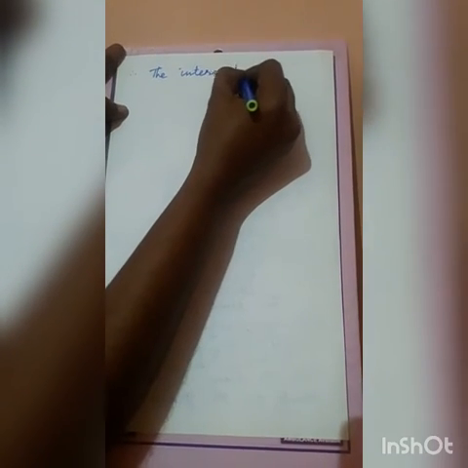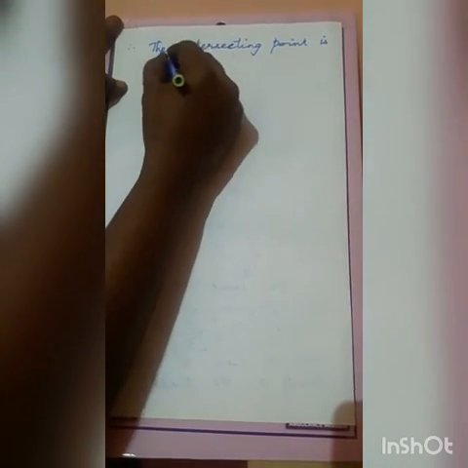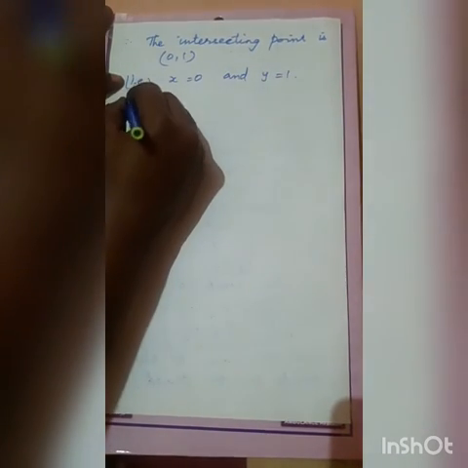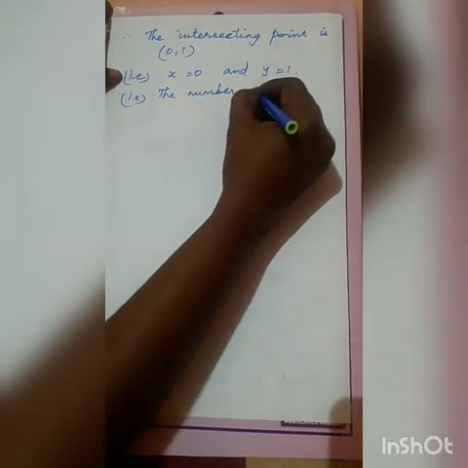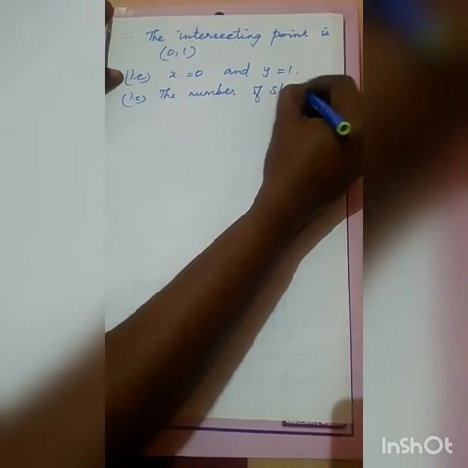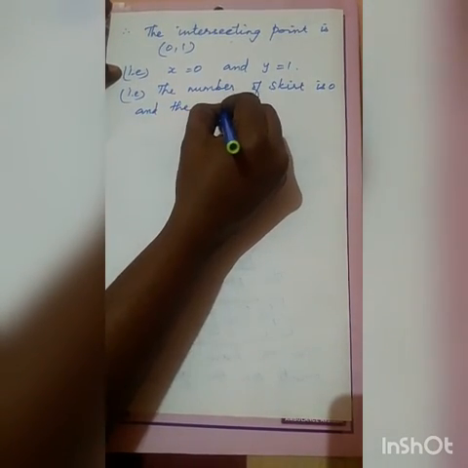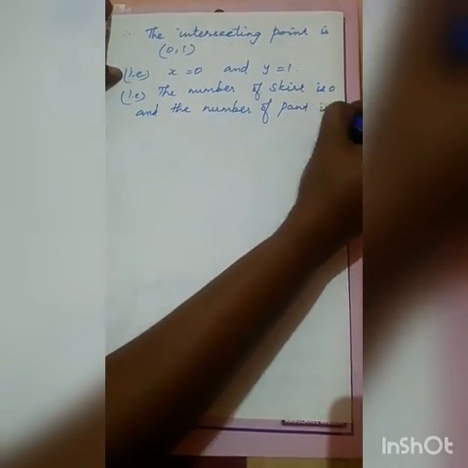The intersecting point is 0 comma 1. That is x equal to 0 and y is equal to 1. That is the number of skirt is 0 and the number of pant is 1.